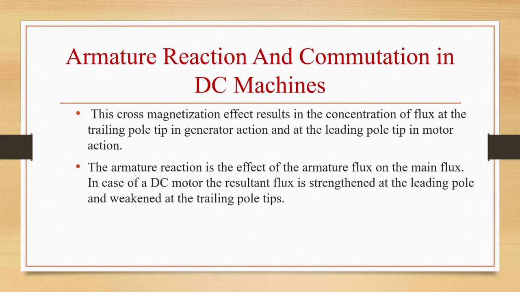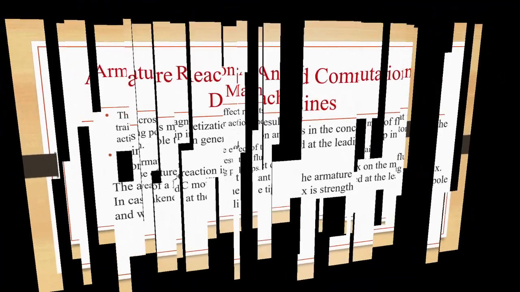Armature reaction is the effect of armature flux on the main flux. As I said earlier, please remember this line. Everyone should know what exactly armature reaction is. This can be seen for all the machines, whether it is DC or AC machines. So armature reaction is the effect of armature flux on the main flux. In case of a DC motor, the resultant flux is strengthened at the leading pole tip and weakened at the trailing pole tip.